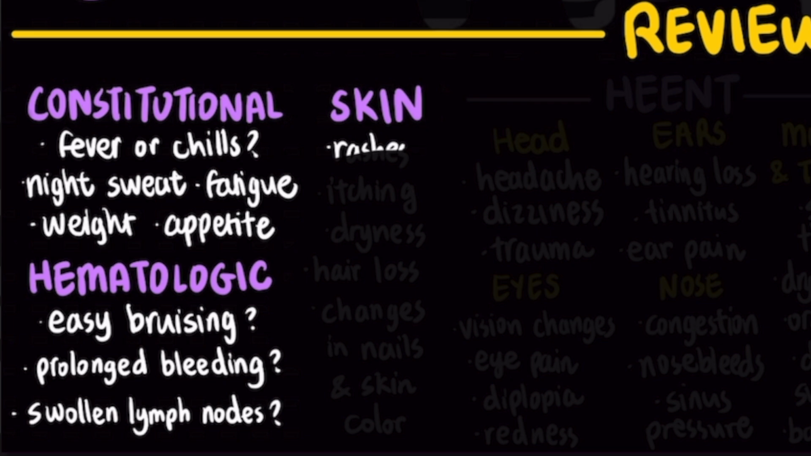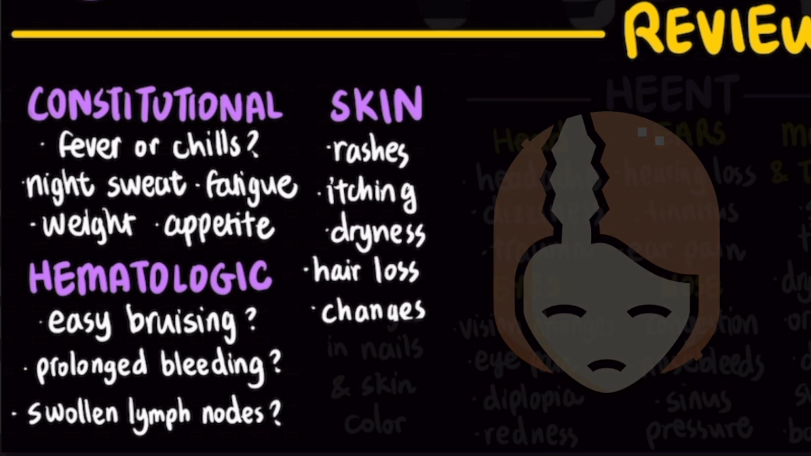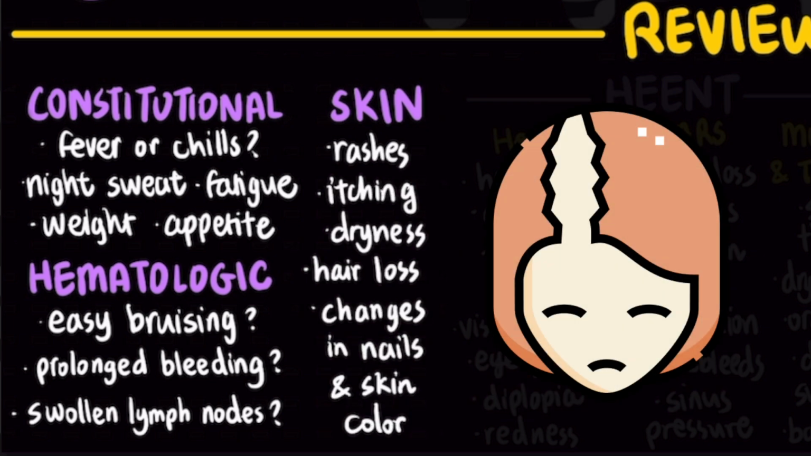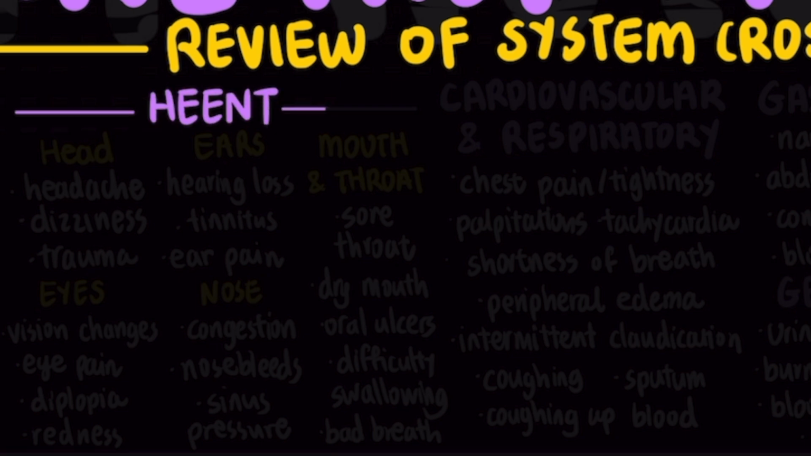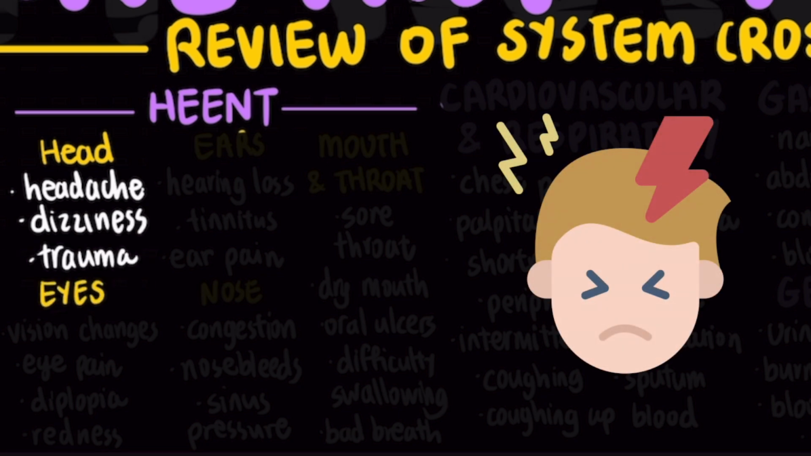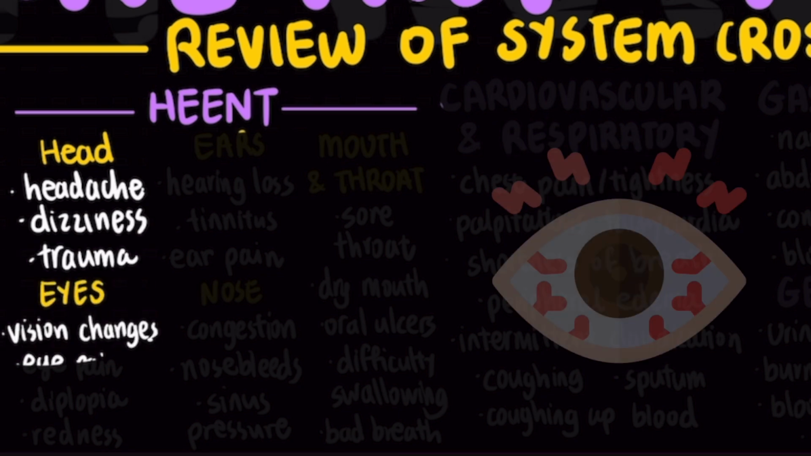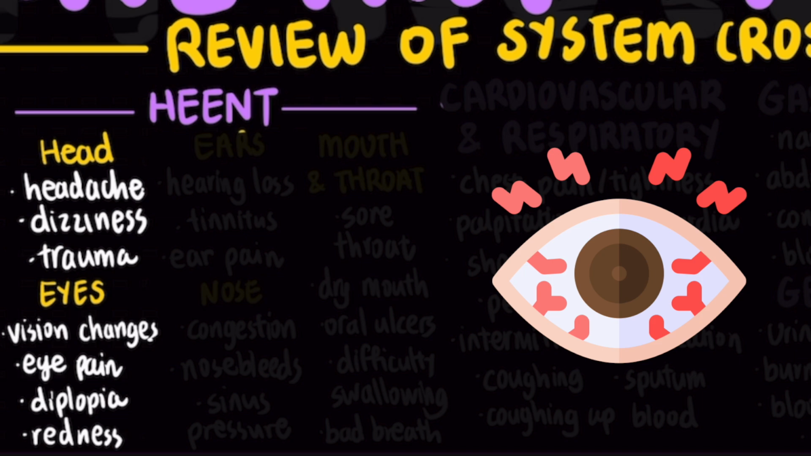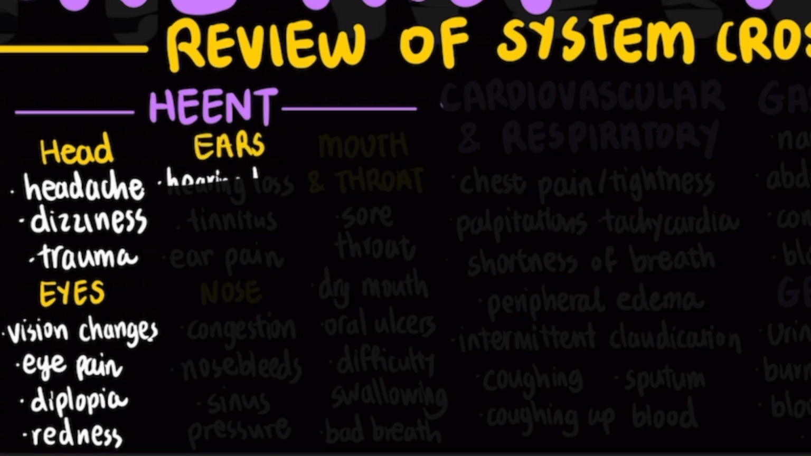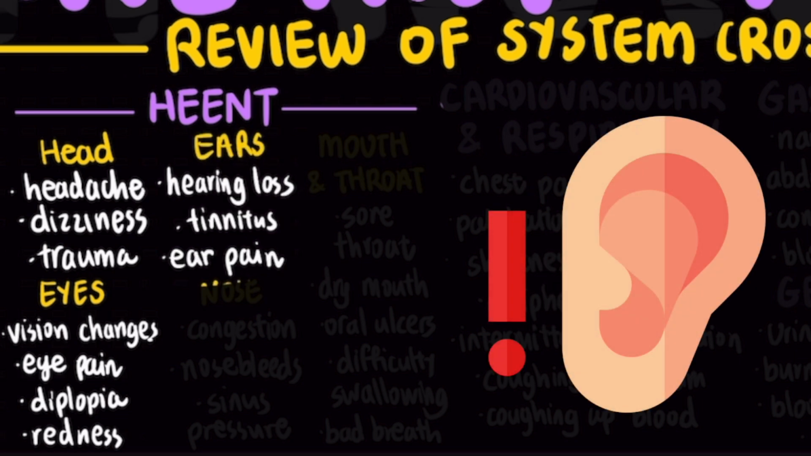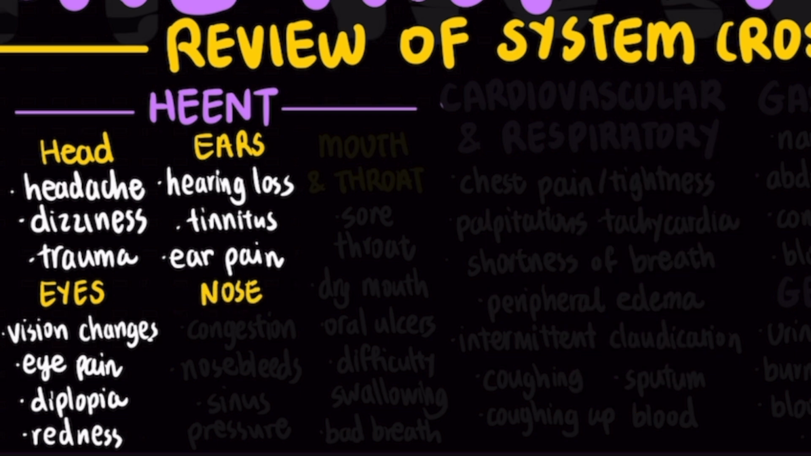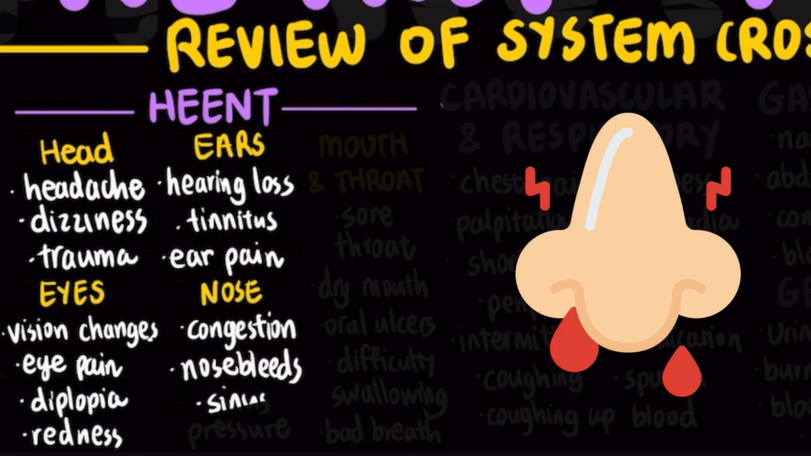Skin problems include rashes, itching, dryness, hair loss, and changes in nails or skin color. HEENT refers to head, eyes, ears, nose, and throat. Head symptoms include headache, dizziness, and trauma. Eye symptoms include vision changes, eye pain, diplopia, and redness. Ear symptoms include hearing loss, tinnitus, and ear pain. Nasal symptoms include congestion, nosebleeds, or sinus pressure.